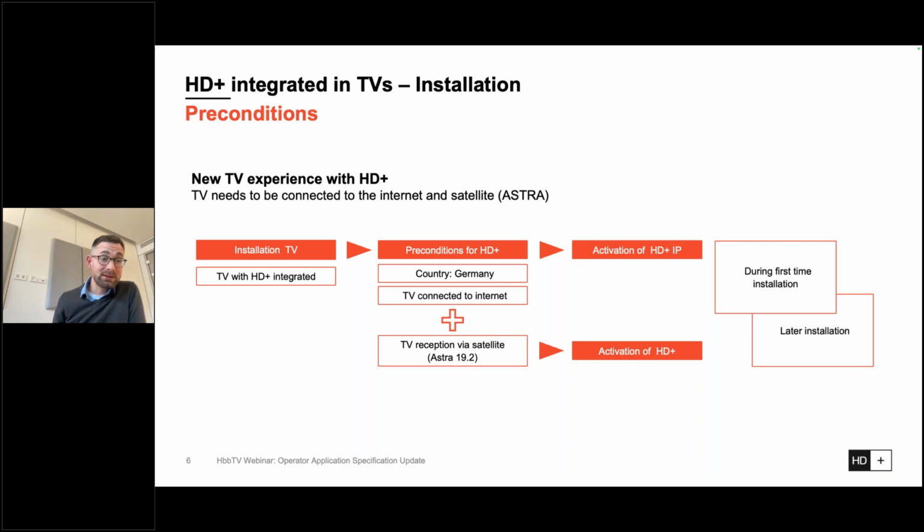Of course, you also need a corresponding TV set with HD+ already integrated. Additionally, you may need the reception of the Astra 19.2 signal, which is important to have the HD+ OpApp. But even if you don't have a satellite connection on certain TV sets, you can then activate the HD+ IP OpApp. And you can do this in the first time installation, but also in a later installation.